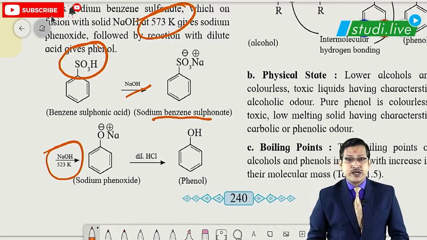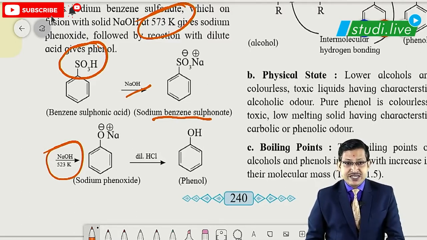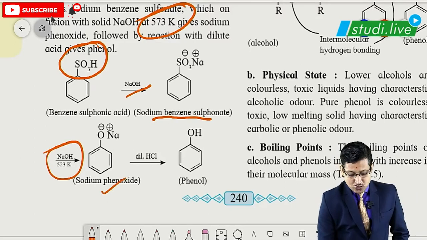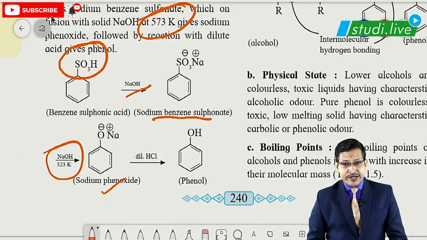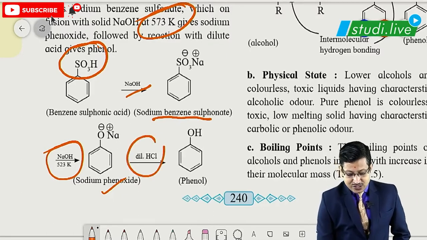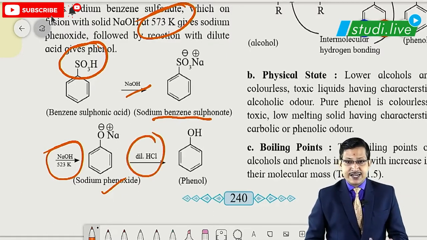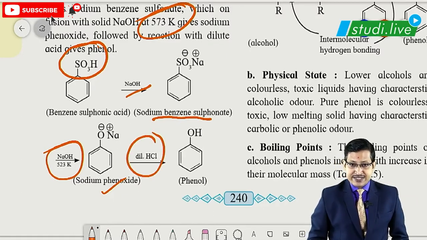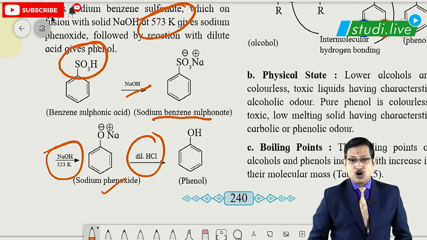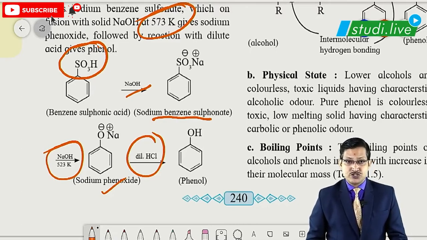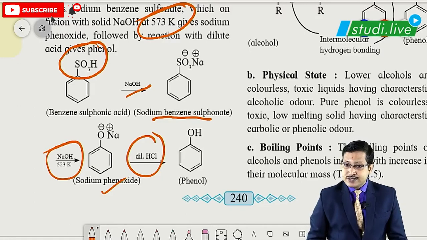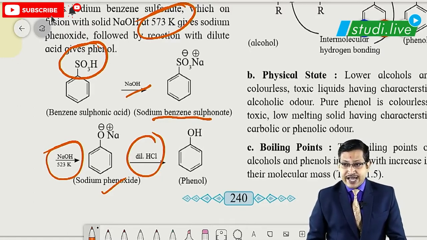And this sodium benzene sulfonate, when it is reacting with fused NaOH, what does it give you? Yes, it gives you sodium phenoxide. This sodium phenoxide further reacts with dilute HCl, acid hydrolysis, and that gives you the formation of phenols. So this was your third method, that is from benzene sulfonic acid.